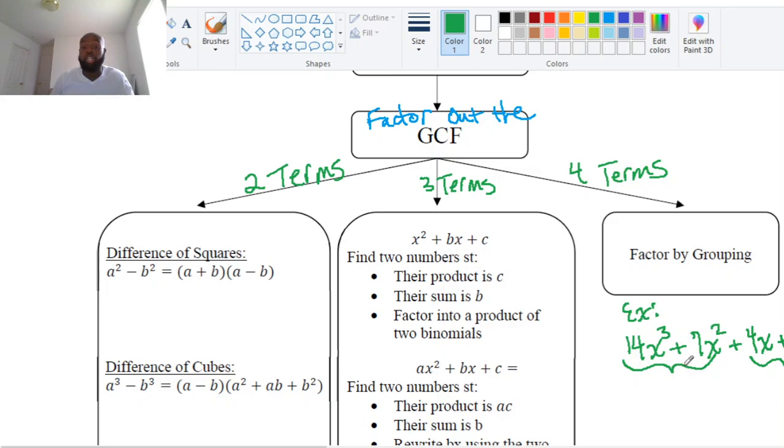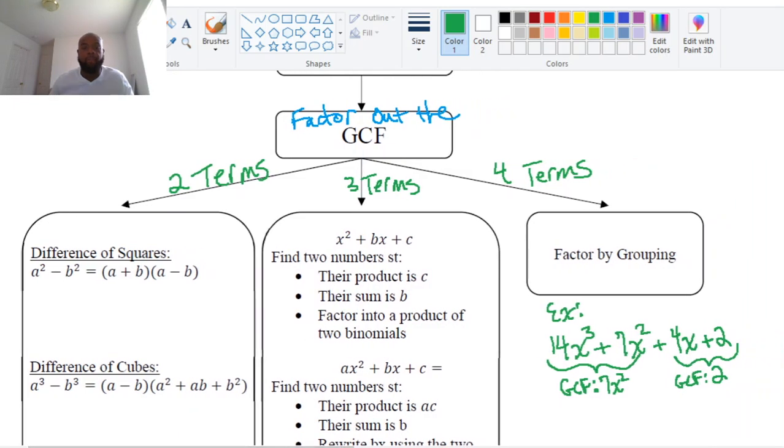From these first 2 terms, I'm going to factor out the GCF. My GCF, if I look at those 2 terms, is 7x squared. From the second 2 terms, I'm going to factor out the GCF as well. And in those terms, my GCF is 2. All right? And I see here that you guys can't see that fully, so I'm sorry about that. But you see I looked at my GCF, which is a 7x squared and a 2 for the second 2 terms after I grouped them 2 by 2.